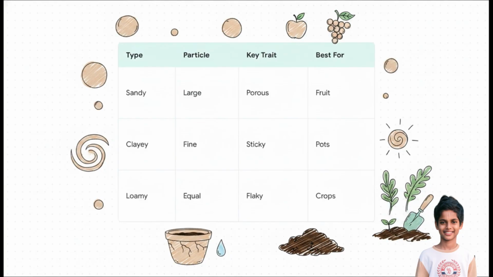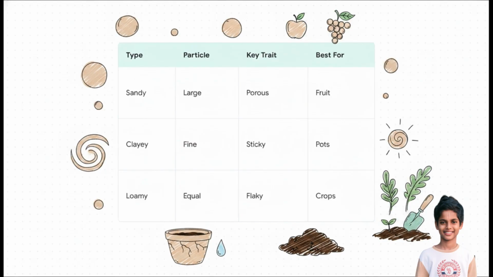Let's do a rapid-fire check. Question. Identify the soil that is sticky when wet and forms deep cracks when it's dry. Answer. That's clayey soil, which has super fine particles and is great for making pots. Next question. Which soil is dark, flaky, and has high humus? Answer, loamy soil. It has an equal mix of sand, silt, and clay, making it perfect for cultivation and gardening.